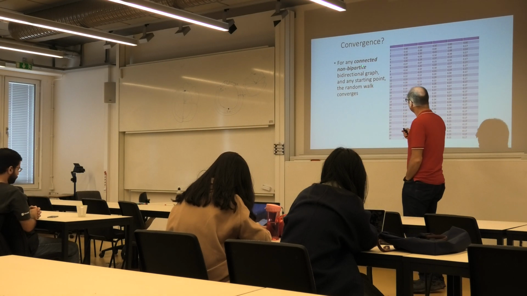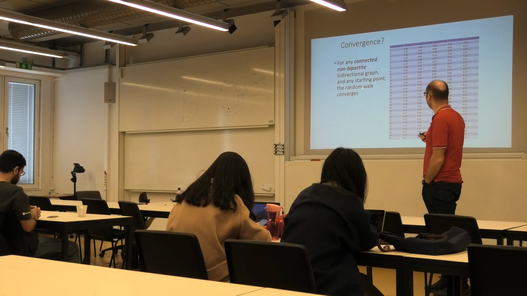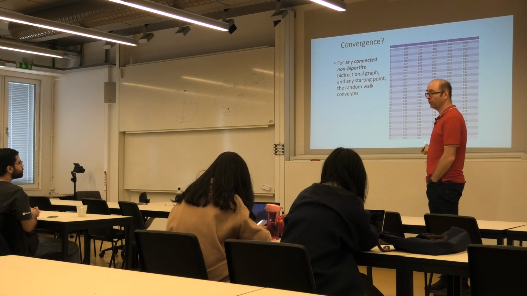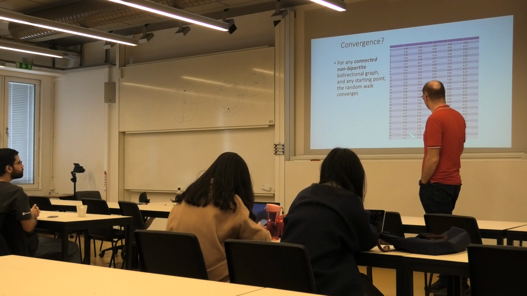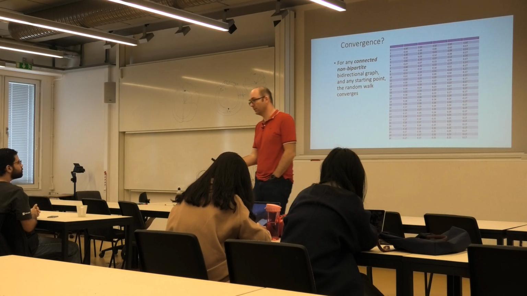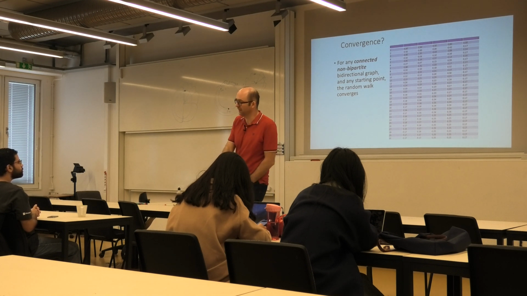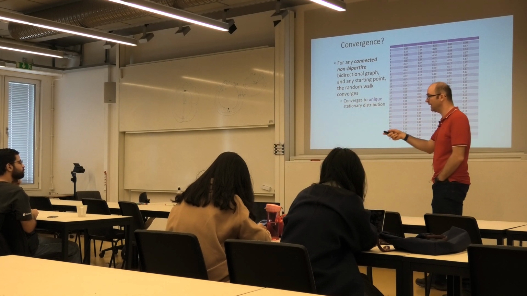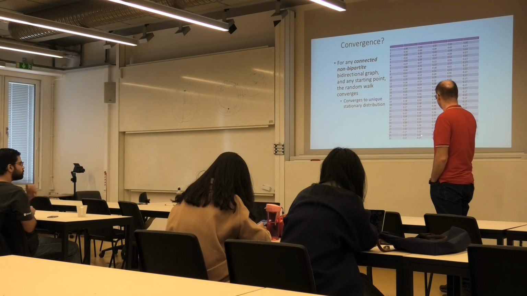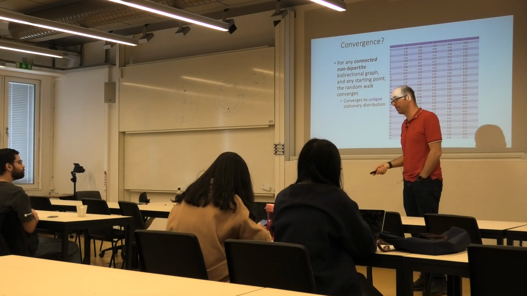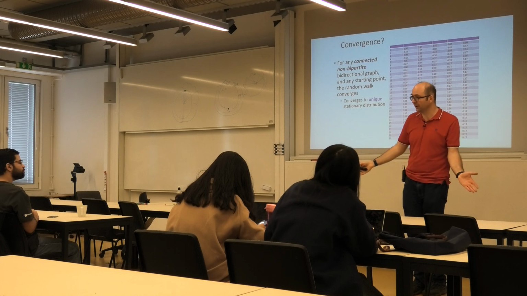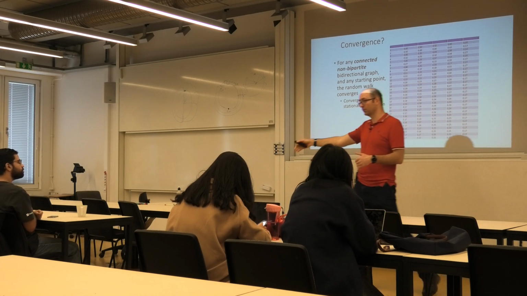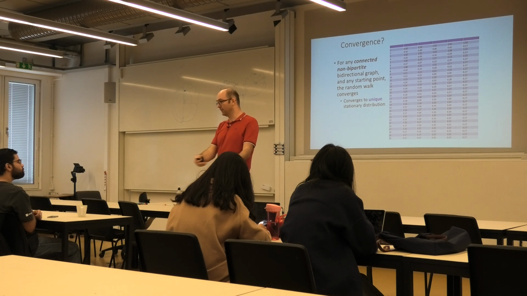But if it is a connected, non-bipartite, bidirectional, undirected graph, and you have any starting point, you can start wherever you want, the random walk will converge. And not only will it converge, it converges to a unique distribution. Not once to this and another time to another one, but to a unique distribution. And this distribution, as we'll see later, will be proportional for every node to the degree. So the richer you are in degree, the more chance the random walk will eventually converge there than the poorer you are.